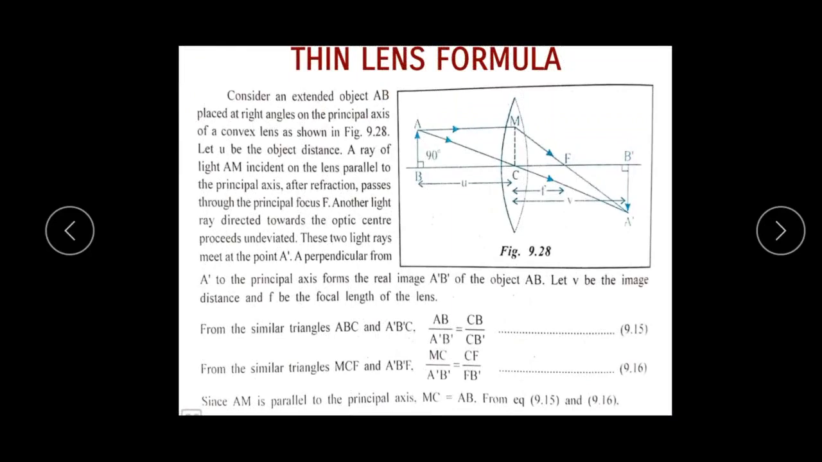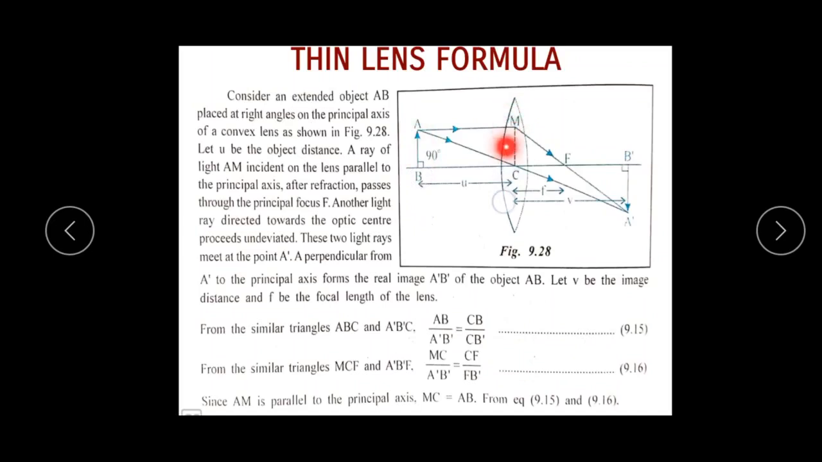Thin lens formula. The thin lens formula gives the relationship between object distance u, image distance v, and focal length f. Let us consider an extended object AB. See here, this is an object AB which is placed at a right angle to the principal axis. This line we can call the principal axis. To this principal axis, the object is placed perpendicular.